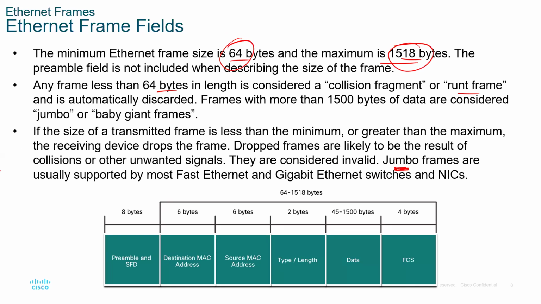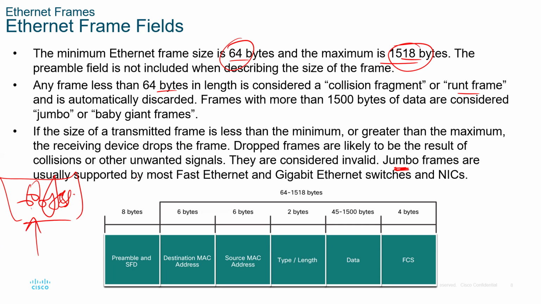A question might come: we have a frame of 60 bytes. How is this frame going to be processed? Then you get your answers. It's going to be processed perfectly. It's going to be dropped. You need to know this is going to be discarded because it is a runt frame. Right.